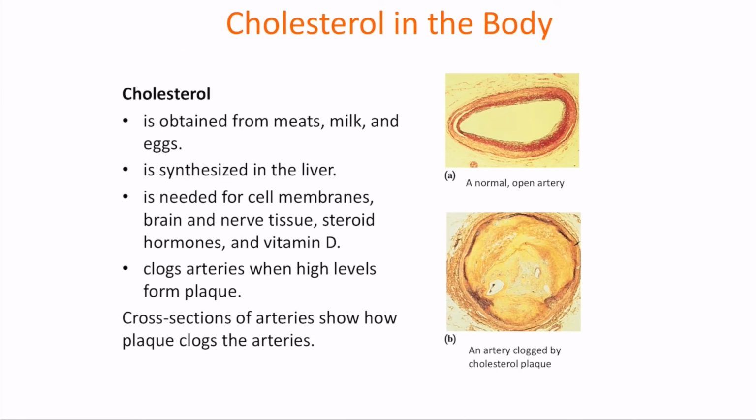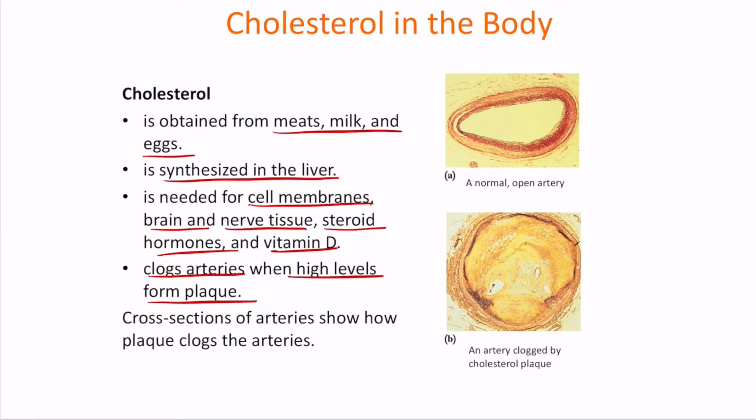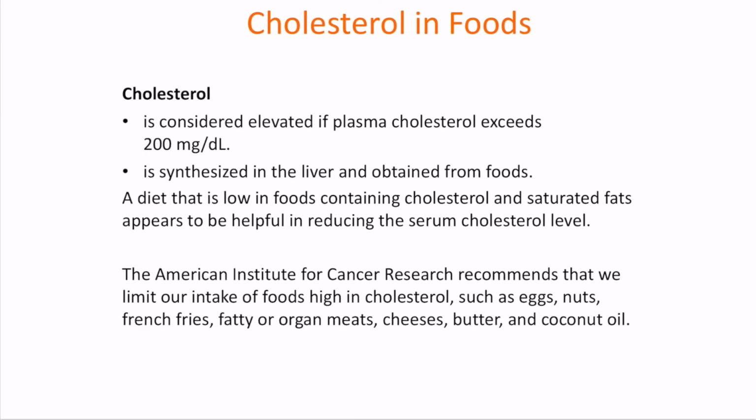You can obtain it from meat, milk, and eggs, and it is generally synthesized in the liver. It is needed for cell membranes, brain and nerve tissue, steroid hormones, and vitamin D. It can also clog arteries when high levels are present, and it forms what we call a plaque. Plaque is basically a buildup of this cholesterol in the blood vessels. This is how it clogs up the entire blood vessels, and it impairs the functioning of the blood vessels.